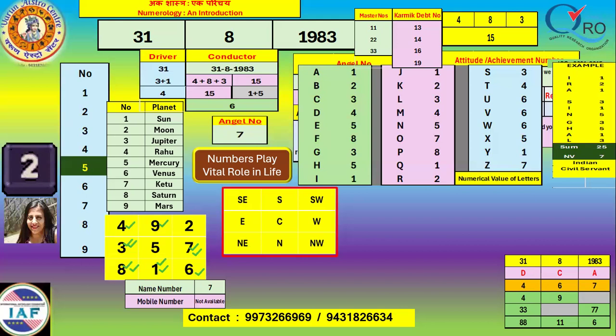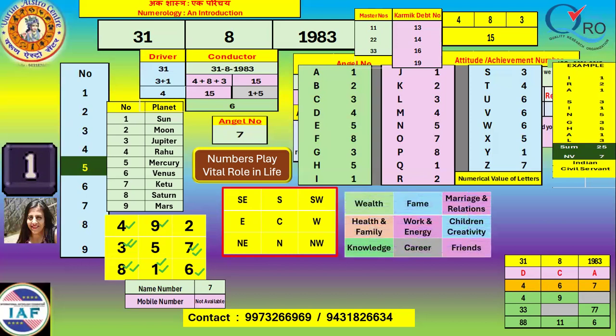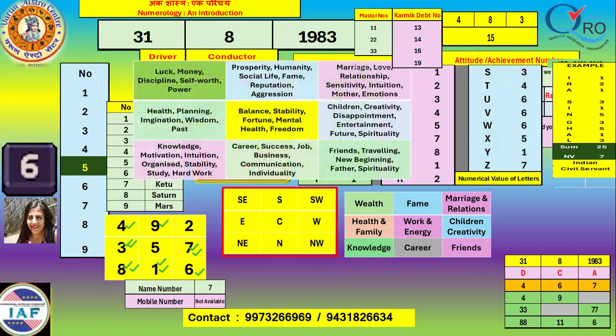So this native, all the numbers are in single digit or double digit. So because 5 and 7 is missing, native southwest corner or center where it resides may have vastu dosha, and since center is required, all the directions must get analyzed. Impact of these missing numbers are work and energy level and marriage relationship because of 2. Broadly speaking, balance, stability, fortune, mental health, and freedom. 7 is marriage, love, relationship, sensitivity, intuition, mother, and emotions.